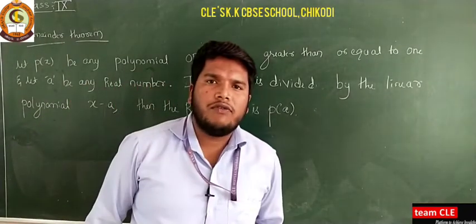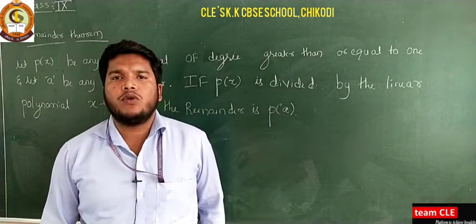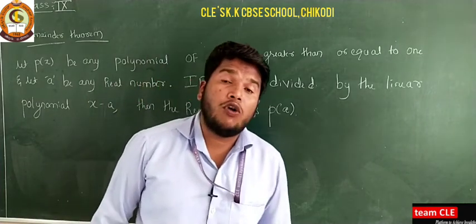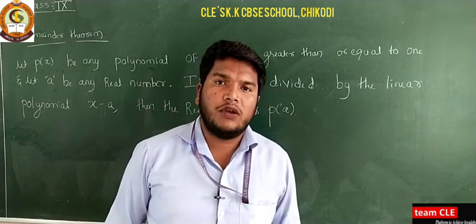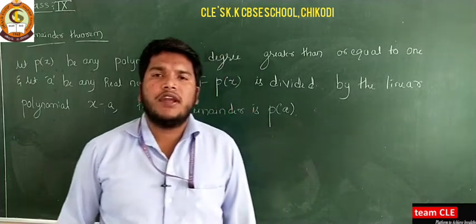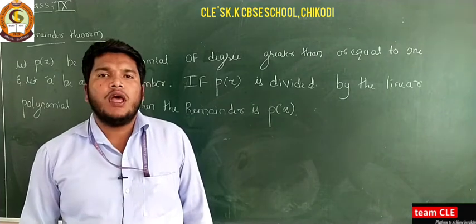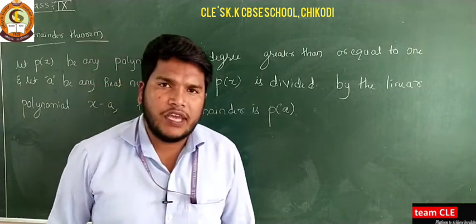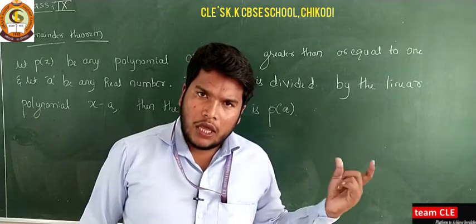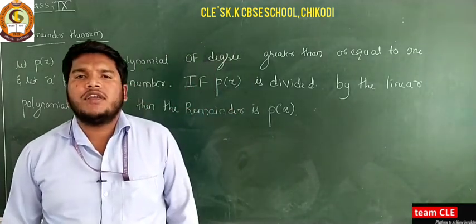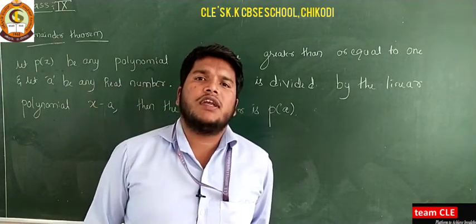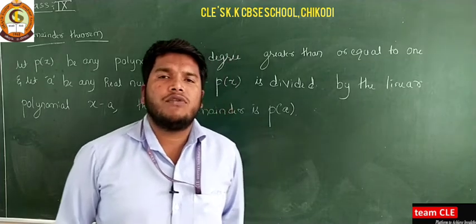In the last class we completed exercise 2.2. In it we studied the concept of polynomials in one variable and polynomials in two variables, and also how to equate them to zero, and the zeros of a polynomial. If p of a equals 0, then a is a zero of the polynomial p of x. If it is not equal to 0, then it is not a zero of the polynomial p of x. We studied this concept in the previous video, and also solved some examples.